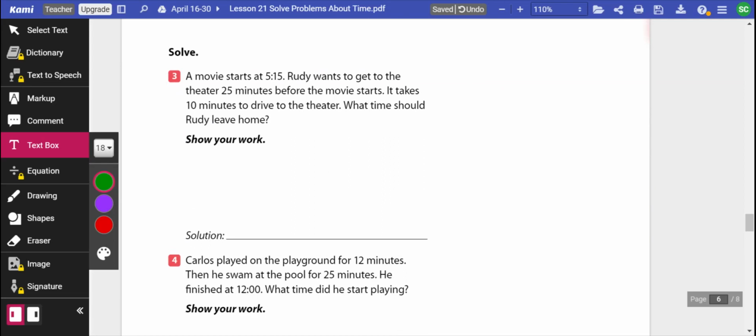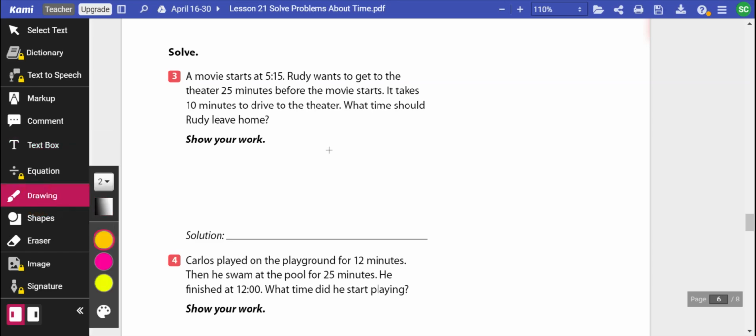All right, page 238. A movie starts at 5:15. Rudy wants to get to the theater 25 minutes before the movie starts. He must want to go play games and get popcorn. It takes 10 minutes to drive to the theater. What time should Rudy leave home? Show your work. So I'm going to draw myself a number line. The movie starts at 5:15. So that's going to be like my ending time right here.